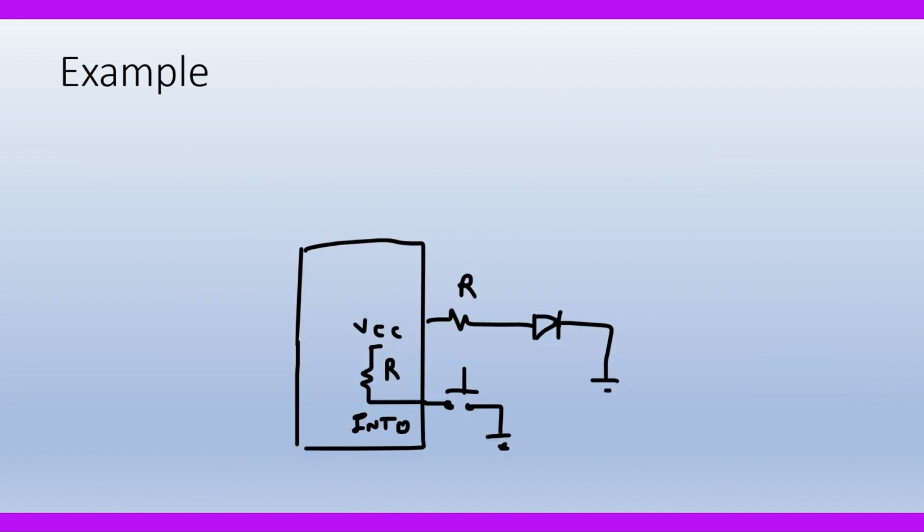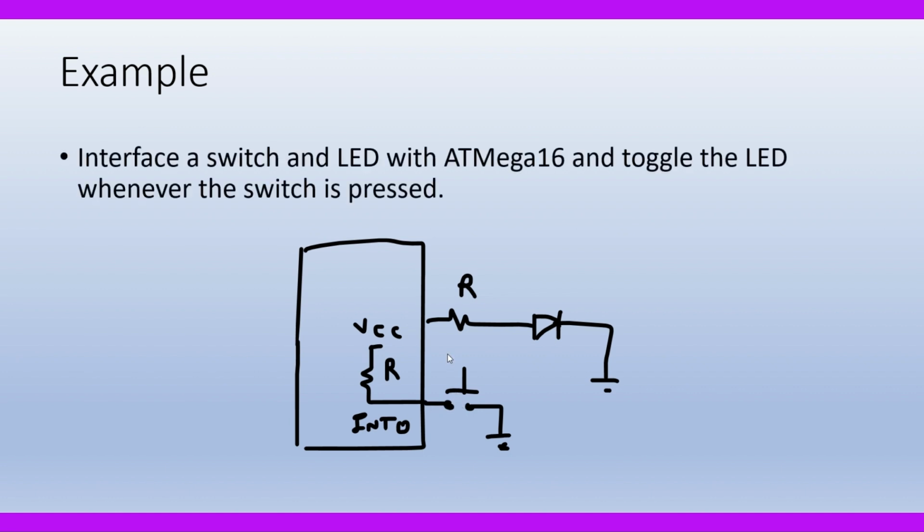Now let's take an example. In this example, we have connected a push button switch to one of the interrupt pins. So we have INT0, INT1 and INT2 pins. We are generating an external interrupt request by pressing the switch. We have also interfaced an LED to one of the GPIO pins of the microcontroller. Our objective is to toggle the LED whenever the switch is pressed. So the interrupt request is generated whenever the switch is pressed.